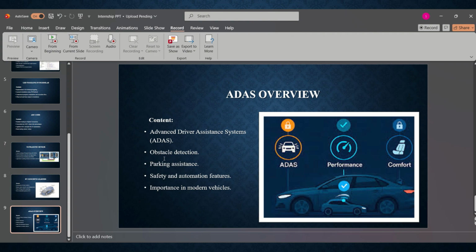detection. During the internship, I understood how ultrasonic sensors help detect nearby obstacles during parking. ADAS improves road safety by reducing human errors. Today, ADAS technology is widely used in modern electric and autonomous vehicles. It provides better comfort, safety, and driving assistance.